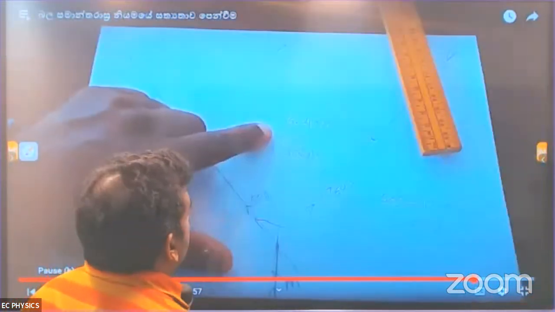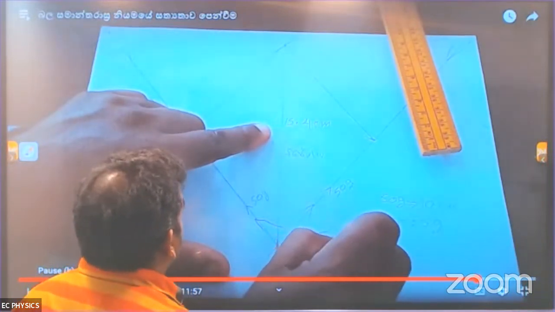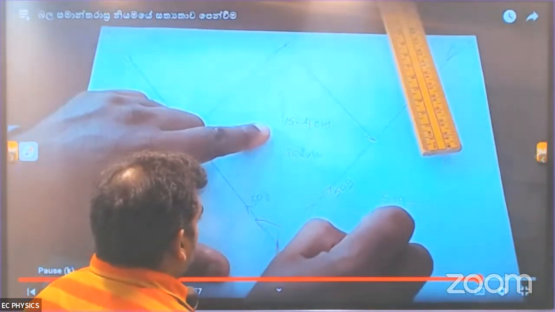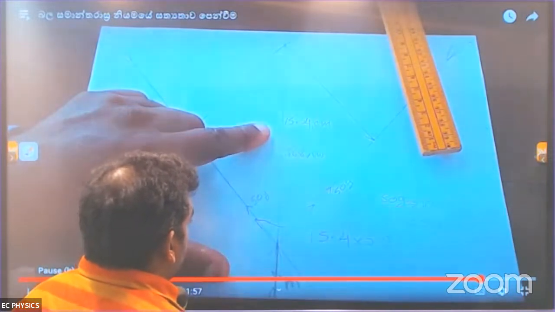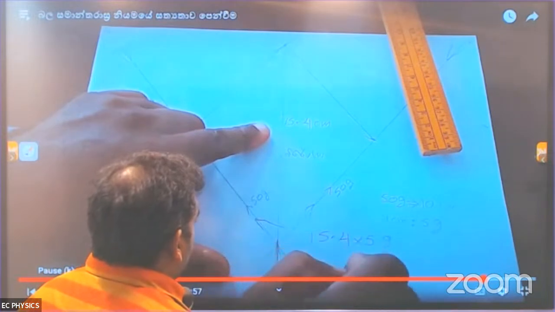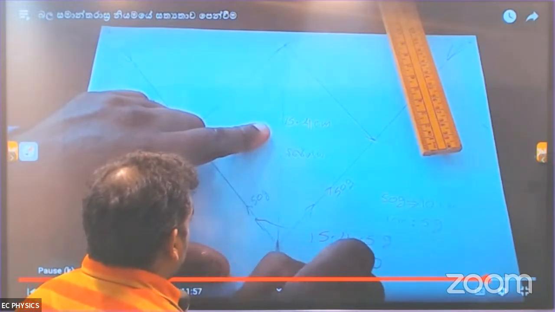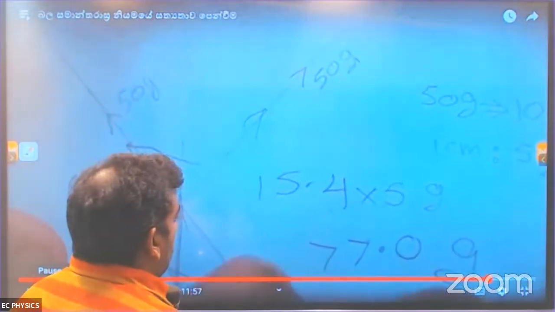...4 centimeter came. So you multiply 5 by 15.4. 77 grams will come, no? 77 grams will come. Now you can check this.